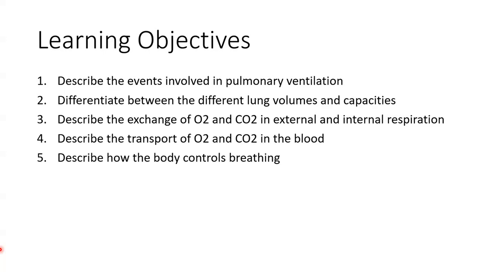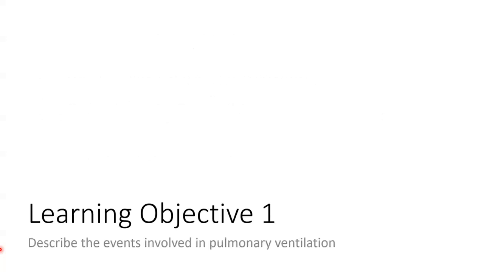Firstly, to describe the events involved in pulmonary ventilation, so breathing in and breathing out. To differentiate between different lung volumes and lung capacities. To describe the exchange of oxygen and carbon dioxide in external and internal respiration. Describe the transport of these gases in the blood. And then to describe how the body controls breathing. So getting straight into it, learning objective number 1, to describe the events involved in pulmonary ventilation.